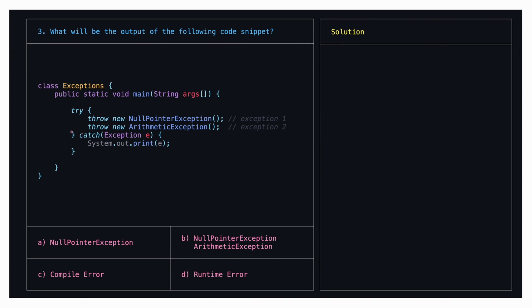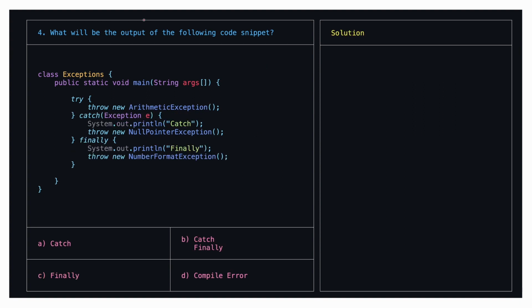So if it is again a case of unreachability, it will again throw a compilation error. So the answer for this code snippet will be C, which is compilation error, right? The statement throw new arithmetic exception is unreachable, and hence the answer will be compilation error for this problem.